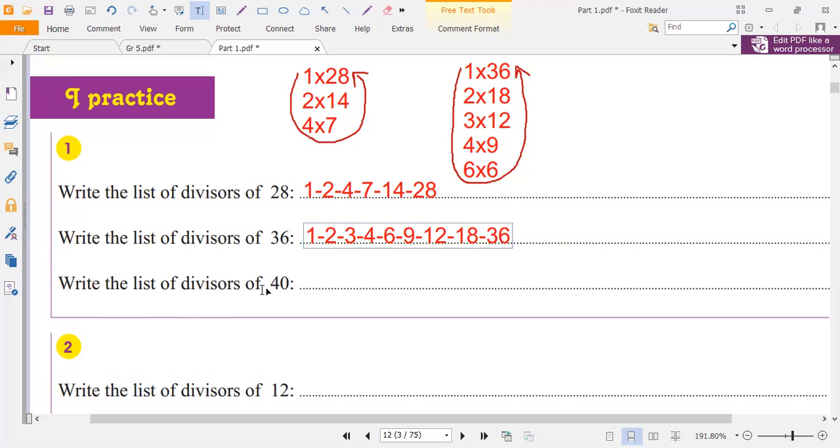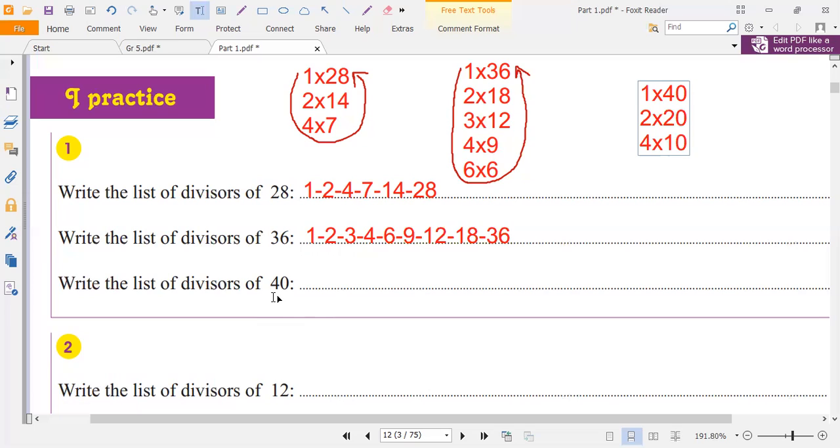Write the list of divisors of 40. We do the same. We start by 1. 1 times 40. Is it divisible by 2? Yes. The one's digit is 0. And it is 2 times 20. Is it divisible by 3? No, the sum of digits is not a multiple of 3. Is it divisible by 4? Yes, it is 4 times 10.